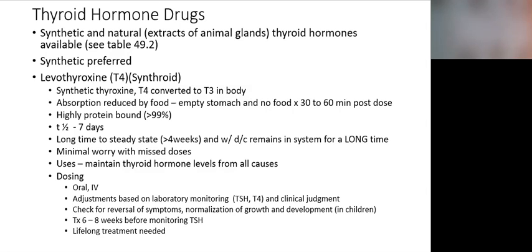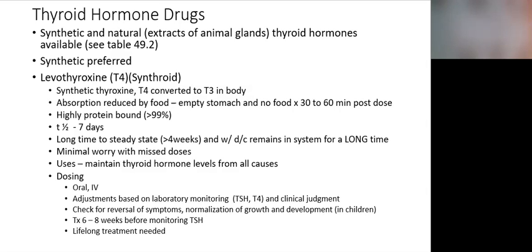Thyroid hormone replacement is usually with a synthetic form of thyroxine or T4. It should be taken on an empty stomach 30 to 60 minutes before food and is highly protein bound. Steady state takes about 5 weeks due to a long half-life. Missed doses are not a major concern because they will not cause any acute issues.